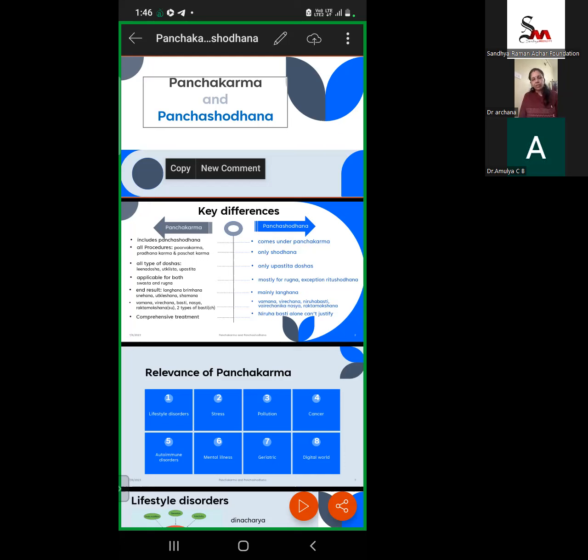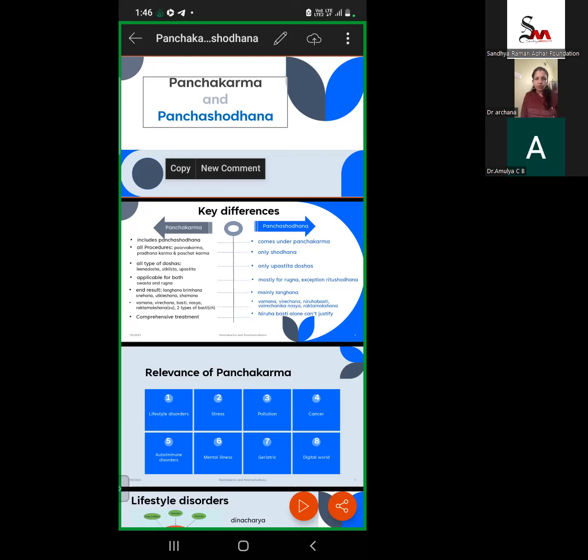Panchakarma is a comprehensive treatment which brings about Langhana, Brahmana, Snehana, etc. Whereas Panchashodhana is mainly Langhana in nature, or Apatarpana in nature. And Panchakarma can be done for Lina dosha, Utklishta dosha and Upasthita dosha, whereas Panchashodhana is clearly mentioned for Upasthita dosha. Okay, so these are the key differences between Panchakarma and Panchashodhana.